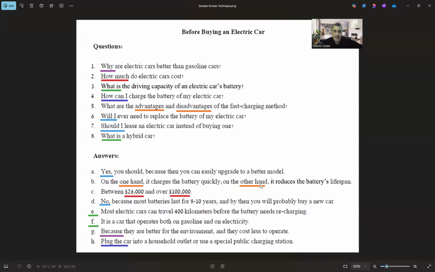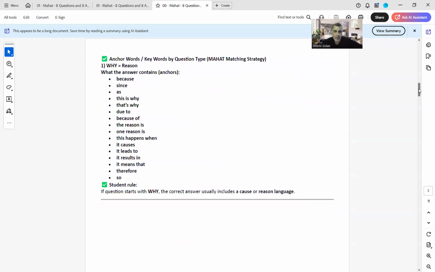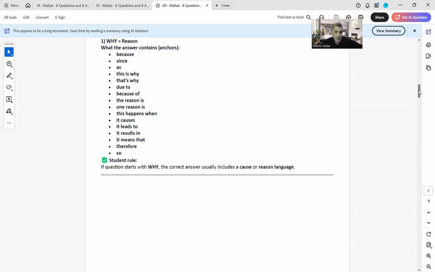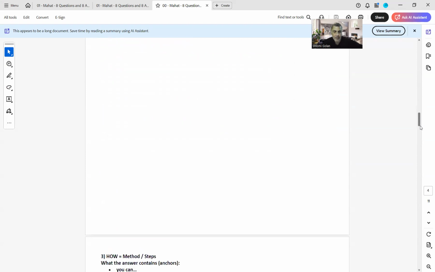There's no other answer that will match such a question. So that is something that we want to go for and try to mark. Here I've got a listing of when we ask why, these are the type of answers that we should look for. How much? Well, we have a cost, we have price, we have between this and that, a certain percentage, right? Either euro, a dollar sign, a shekel, or whatever it may be. It depends what the article is about, right?